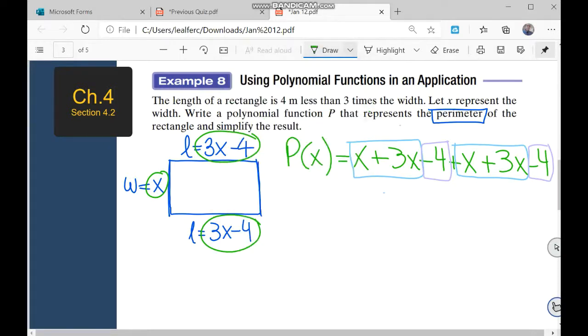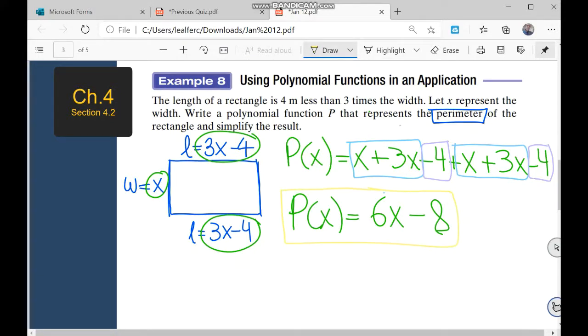When we combine, we have p of x equals x plus 3x plus x plus 3x, 6x. -4 minus 4, -8. This is the answer.